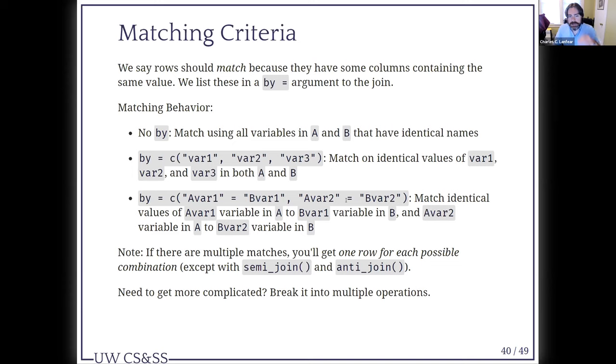Now, if there are multiple matches, you will get one row for every possible combination of matches between your data frames. Normally, this is what you want. But if you accidentally do something crazy, you could end up with many, many rows in your data frames, possibly even what is referred to as a Cartesian join. A Cartesian join is when you match every row in a data set to every row in another data set, which results in an exponential increase in the number of rows.